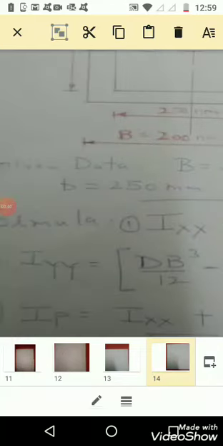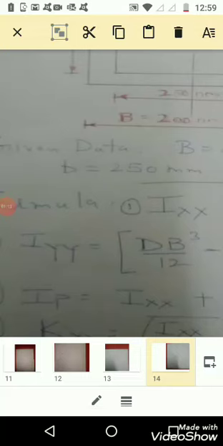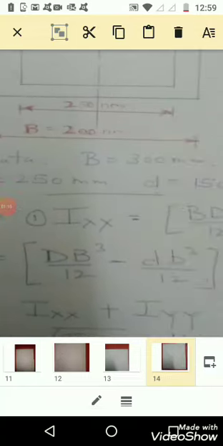Similarly, Iyy is equal to DB cube by 12 minus small d small b cube by 12. The values of D, B, small d, small b are given. You substitute the values and you will get Ixx and Iyy. And the formula for polar moment is Ip is equal to Ixx plus Iyy. Next slide.